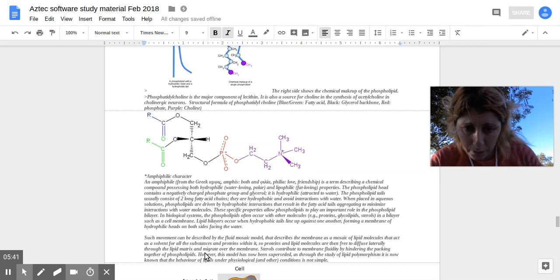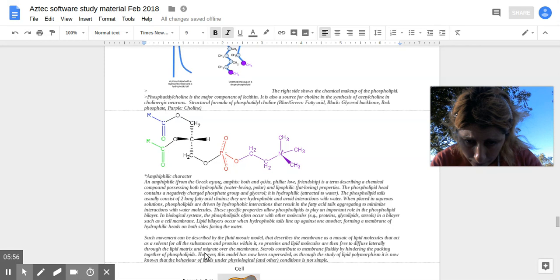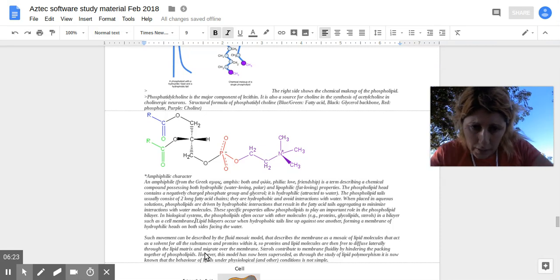Sterols contribute to membrane fluidity by hindering the packing together of phospholipids. So cholesterol is a kind of sterol. So the substances within the membrane, the bilayer, can be proteins, other lipid molecules, such as sterols. These molecules are free to diffuse laterally through the lipid matrix and migrate over through the membrane, horizontally or sideways.